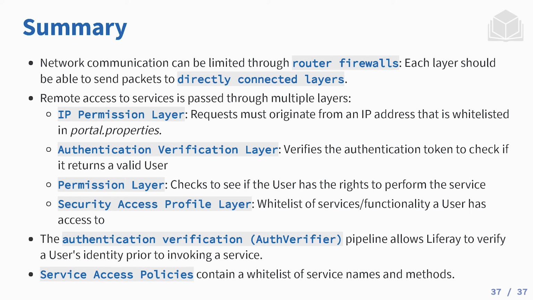Then remote access to services is passed through multiple layers: IP permission, authentication verification, permission layer, and security access profile layer. The authentication verification or auth verifier pipeline allows Liferay to verify a user's identity prior to invoking a service. Service access policies contain a wide list of service names and methods. So there we are. This is as far as we can go in the securing chapter in what is prepared.